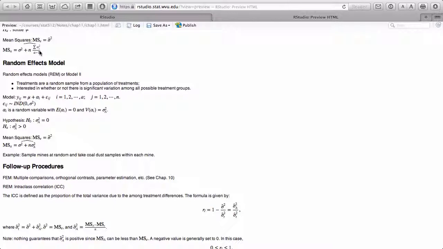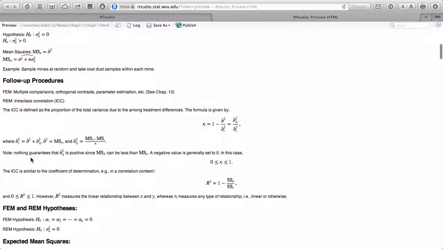Now, the expected mean square for MSA here is a little bit different. Calculating the adjustment is a little bit more difficult. That's the type of thing that you do in Stat 513, where you may compute these exactly. In this course, we don't go into the details of that. Well, we know that the follow-up procedure for the fixed effects model will be multiple comparisons of some sort, pairwise comparisons, orthogonal contrasts, etc. So that's in Chapter 10, and we've done that in some depth.